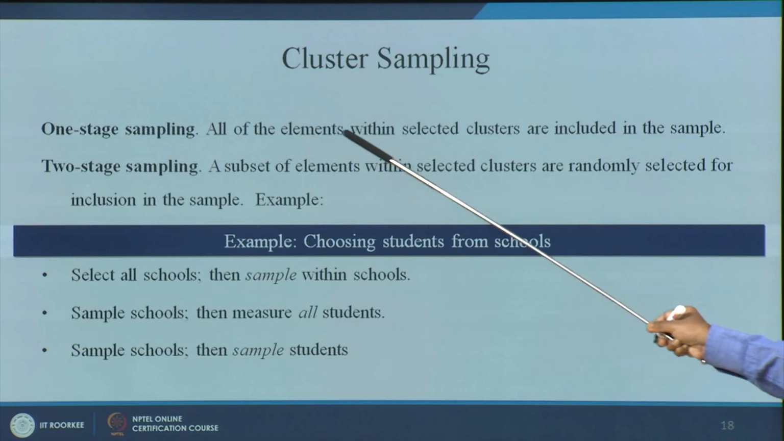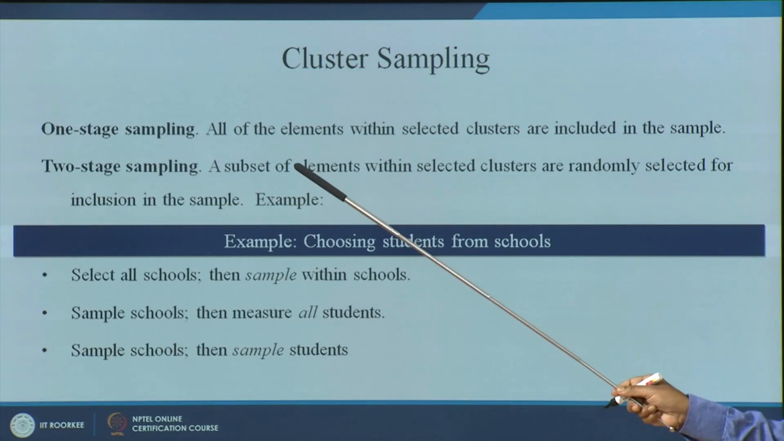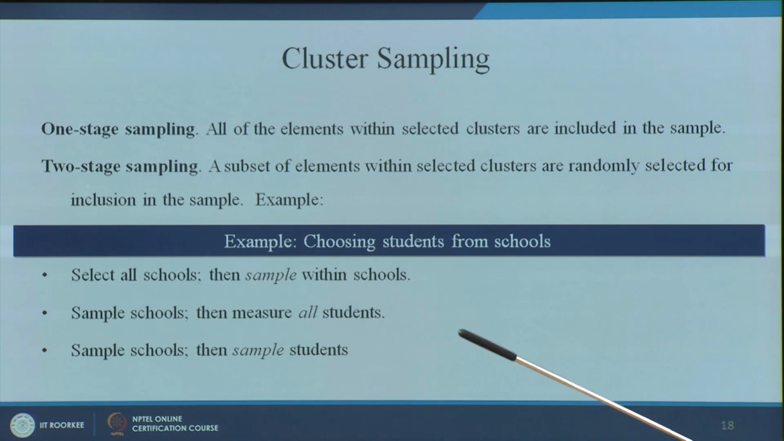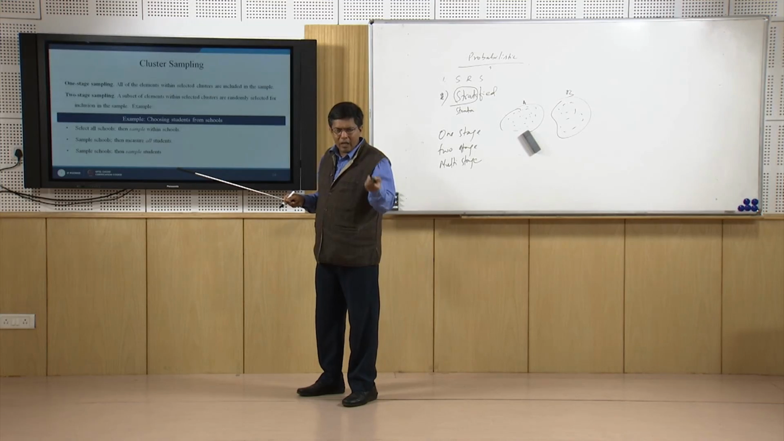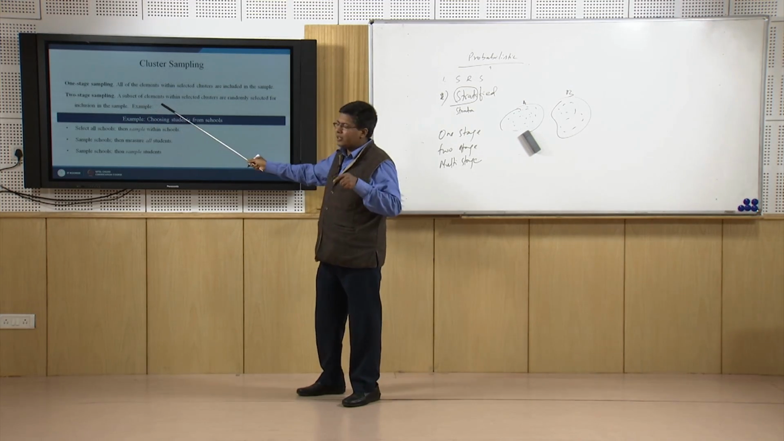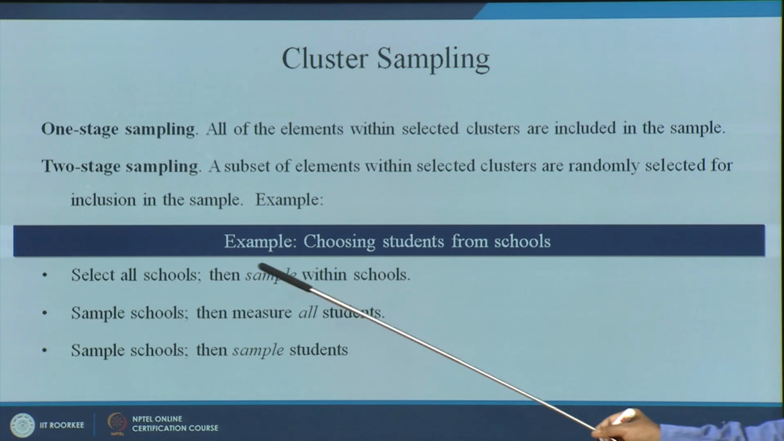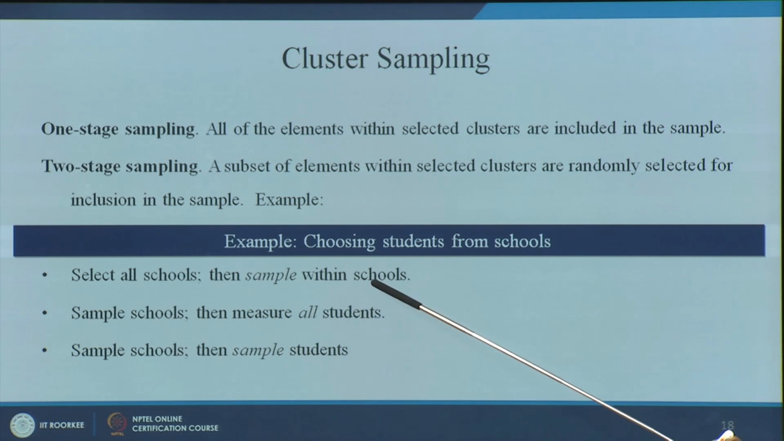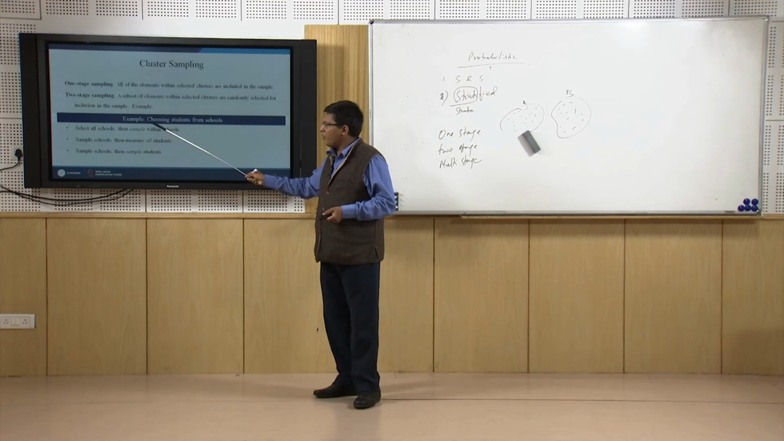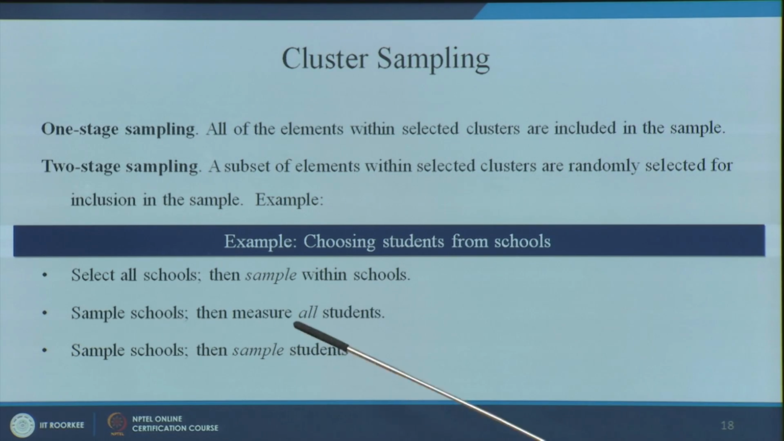So, in one stage, all the elements within the selected clusters are included. The selected cluster could be the state, though in Indian conditions a state would be large, so maybe the district or the village or the town, whatever you say, and all its elements are included in the sample. In two stage sampling, a subset of the elements within the selected clusters is randomly selected. Example: select all schools, then sample within the schools. There are several schools, so you took all the schools, then randomly pulled out a few of the schools. Then from the schools you take sample students.